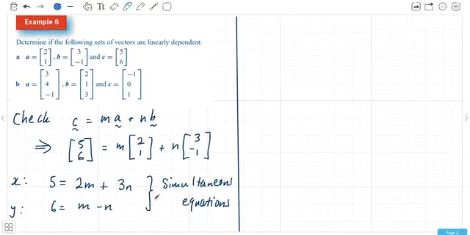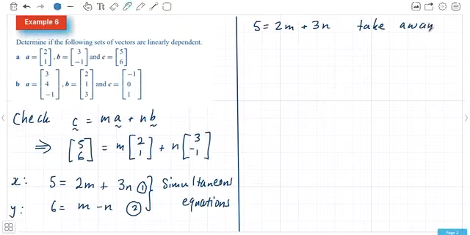So you're going to have to solve them. There's a couple of ways you could solve these. You could do this by elimination or substitution. I'm actually going to do this by elimination. So I've got 5 equals 2M plus 3N, and you can call these numbers too. I might call this one 1 and this one 2. And I'm going to take away 2 times the second expression.